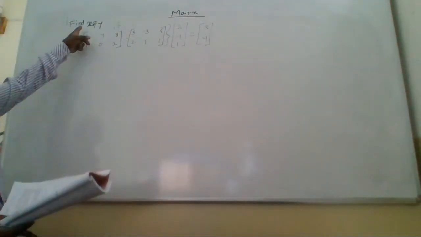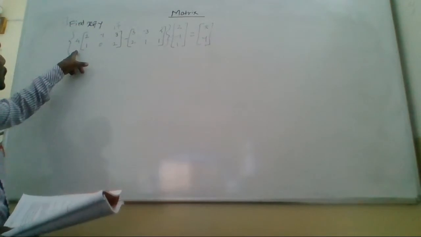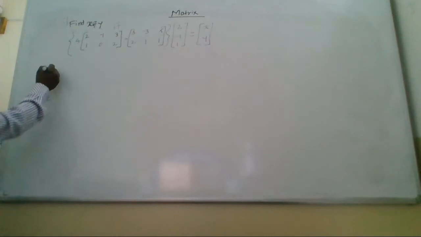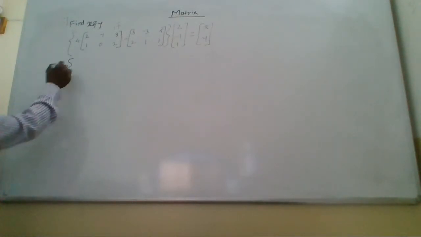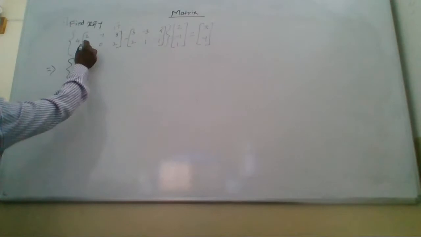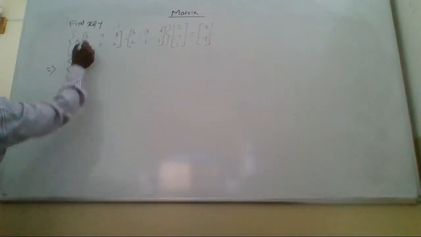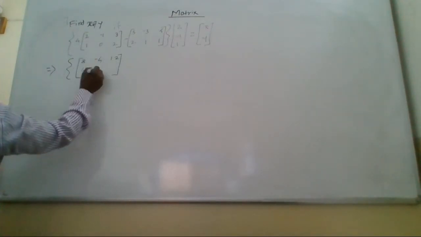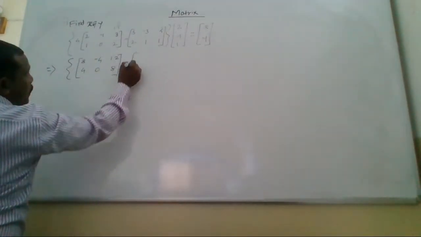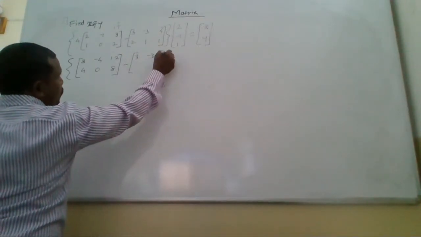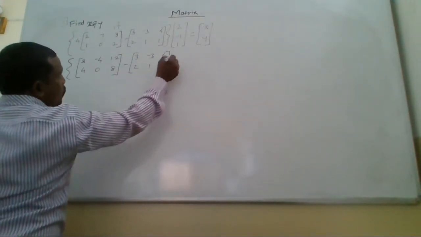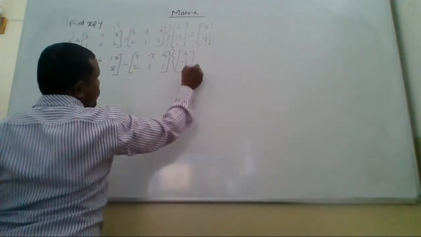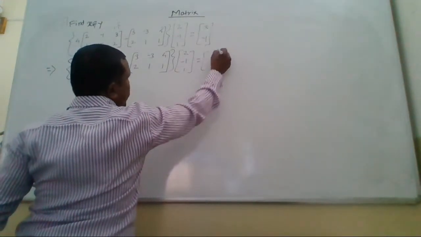Example number 13: find x and y if, so these are the given matrices, and here we have to find out the value of x and y. So here directly multiply this 4 with all elements in this matrix. So 4 into 2 is 8, minus 4, 12, and 4 into 1 is 4, 0 and 8, and second matrix 3, minus 3, 4, 2, 1, 1, 2, minus 1, 1 as it is equal to x and y.